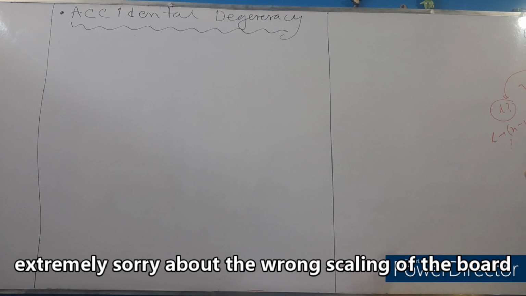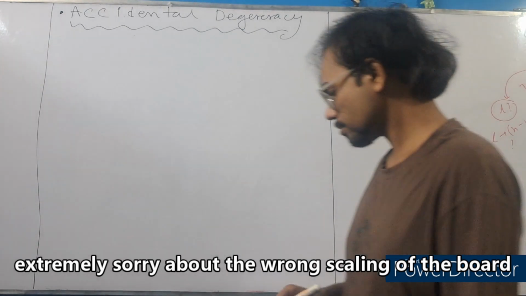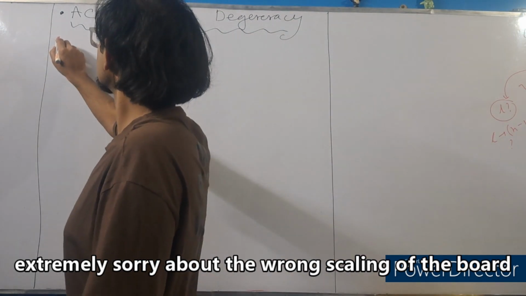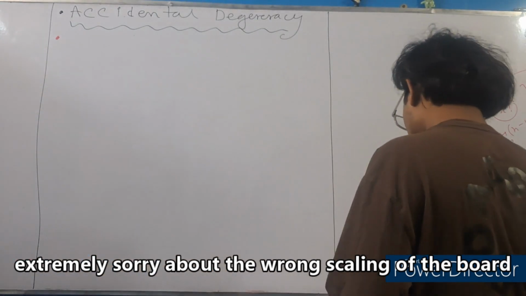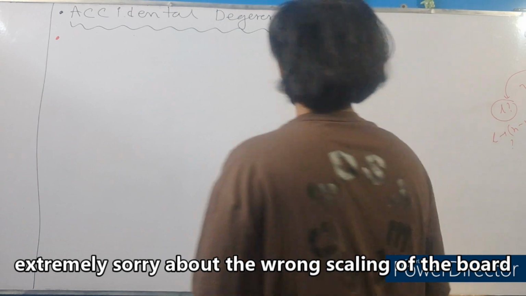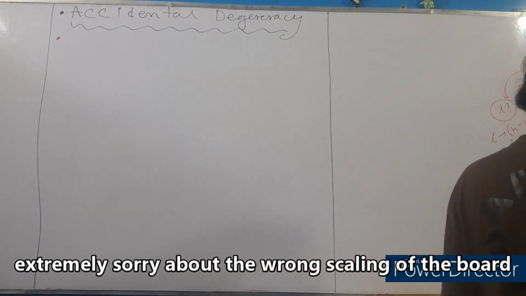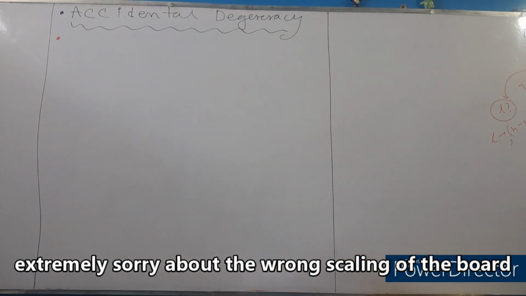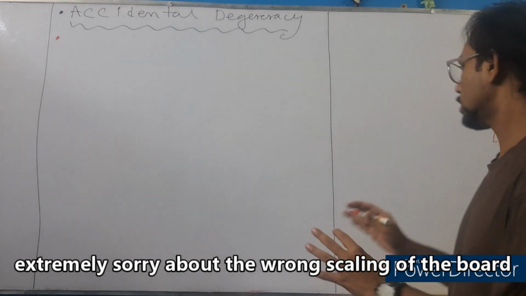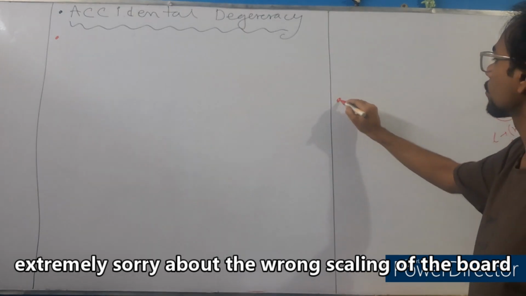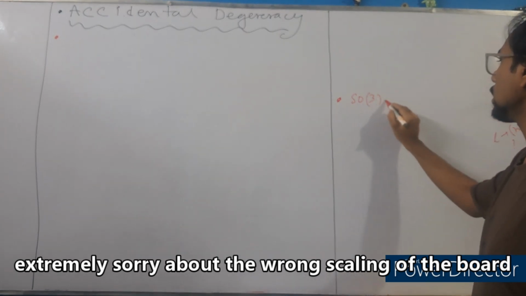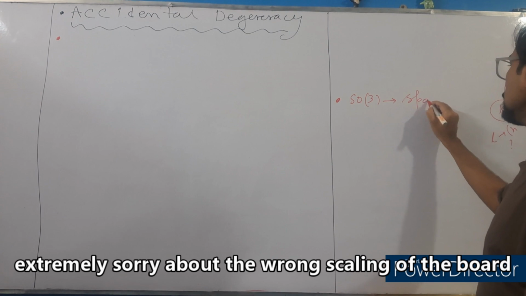What is the symmetry associated with it? We are asking this following question. What is the symmetry associated with it? Accidental degeneracy will have some kind of a dynamical symmetry. Now here, if we want to use the term dynamical symmetry, we have to mention what this SO(3) symmetry was. SO(3) is basically a space-time symmetry.